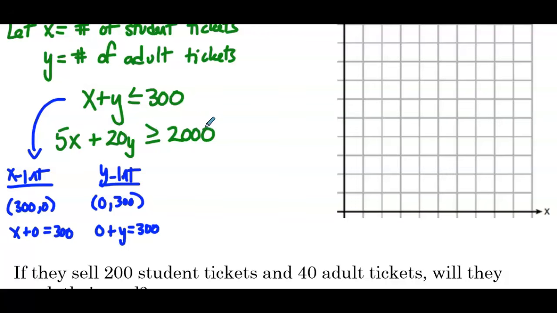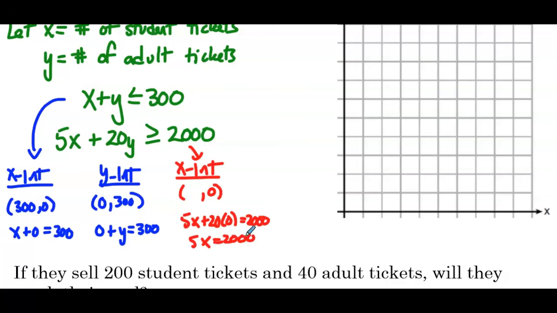Now we need to find the x and y-intercept of the second inequality. That's going to take a bit more work. So we'd have 5x plus 20 times 0 equals 2,000. So 5x equals 2,000. If we divide both sides by 5, we're going to get 400. So 400, 0. I'll rewrite that just so it doesn't look so cramped.